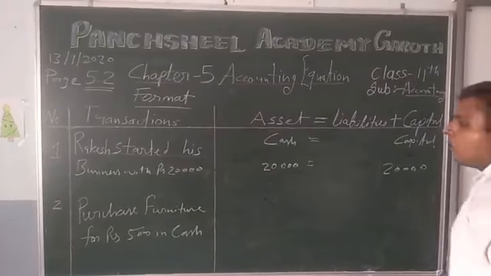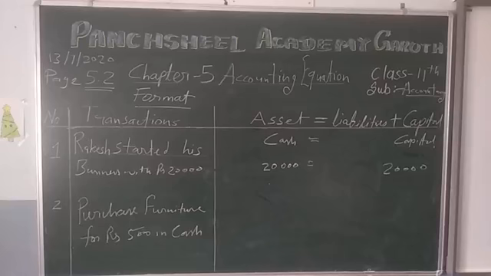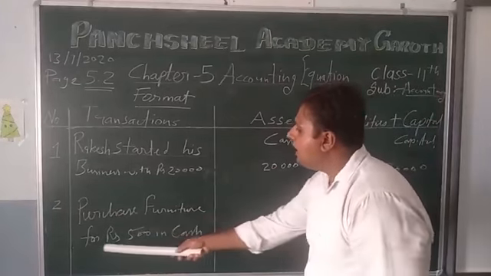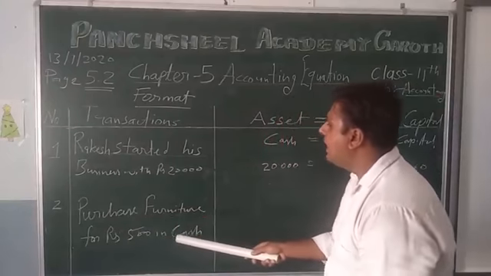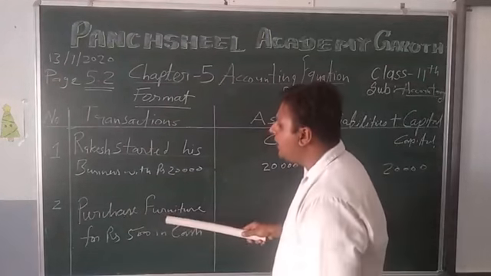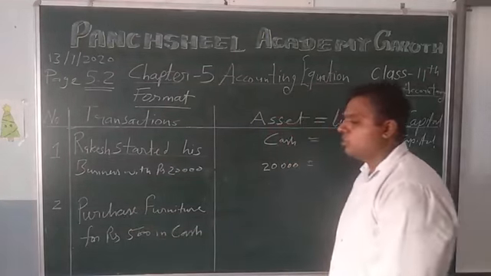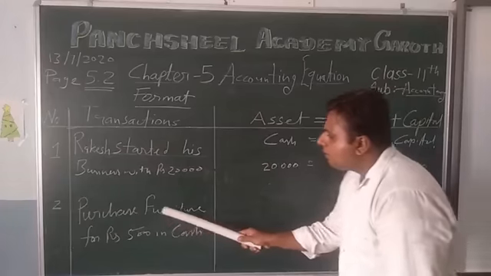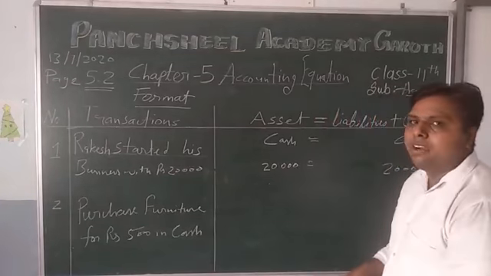Now, see the second transaction. I have written the second transaction here: purchase furniture for rupees 500 in cash. Here we are purchasing furniture of rupees 500 in cash. So how will we present it in the accounting equation? Two effects. First of all, we have to find out two effects.